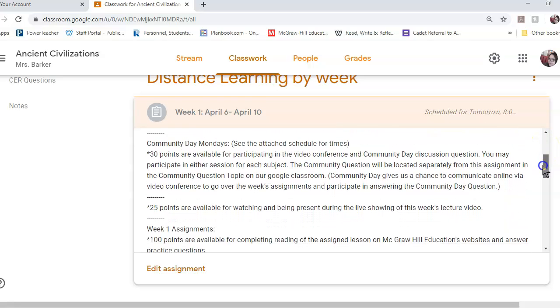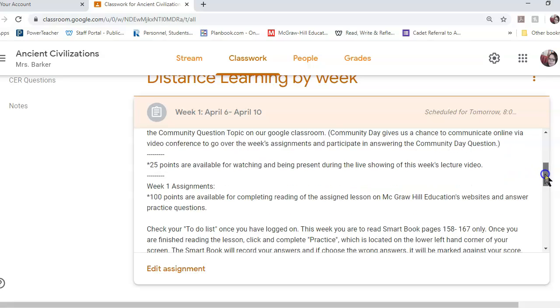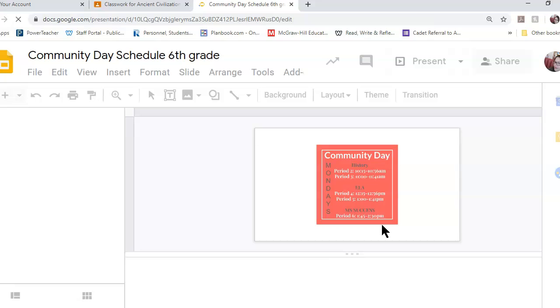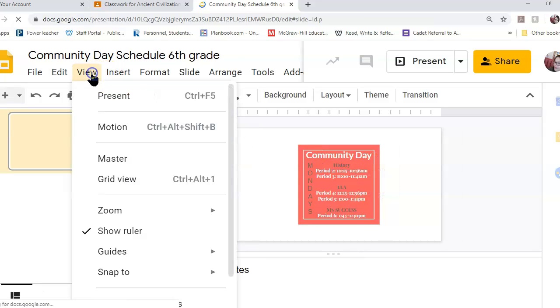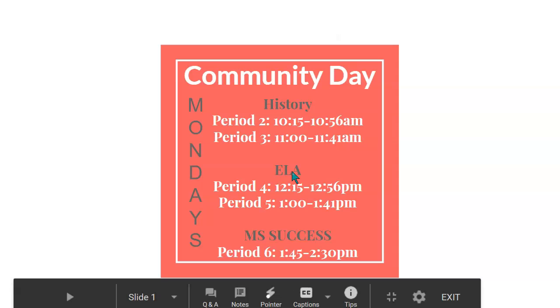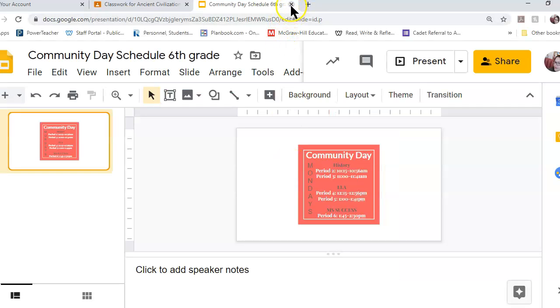Okay, let's take a look at the Community Day Monday. There is a flyer attached here, and I want to show you what that looks like. It will tell us the times for our Community Day. Community Day is on Monday. Let's go ahead and open this up. There we go. Community Day is on Monday. History, Period 2, 10:15 to 10:56. Period 3, 11 o'clock to 11:41. That's it for history. ELA also has class times later in the day, and so does MS Success.